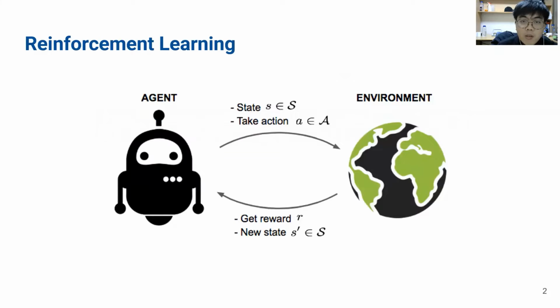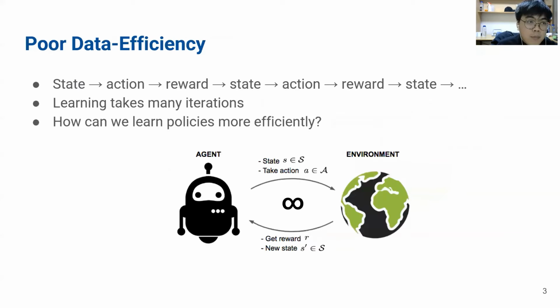Let me remind you a little bit about reinforcement learning. When we have the agent and the environment, when the agent is in a state and takes an action, it will get a reward from the environment and move to the next state. But reinforcement learning suffers from two main problems. The first one is poor data efficiency.